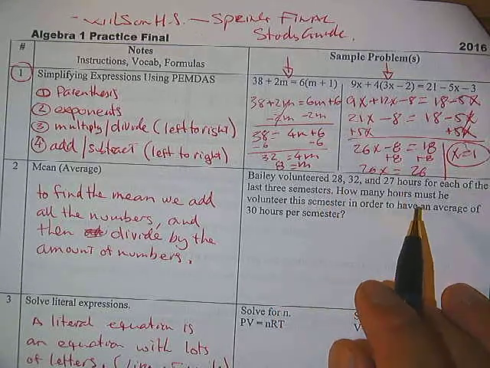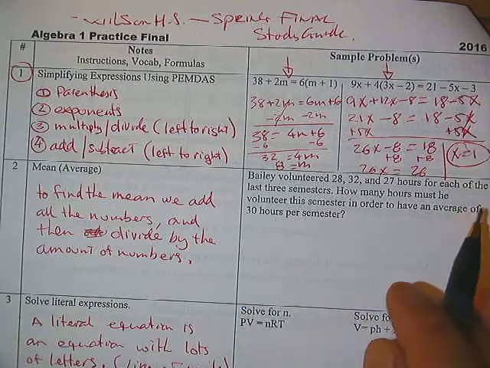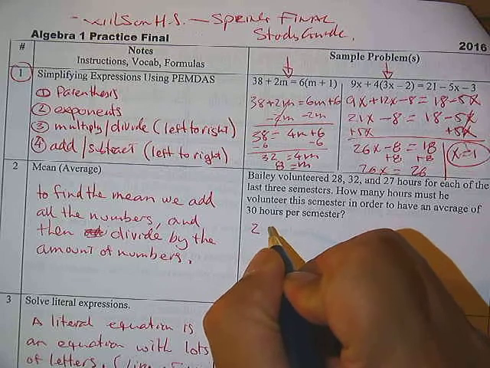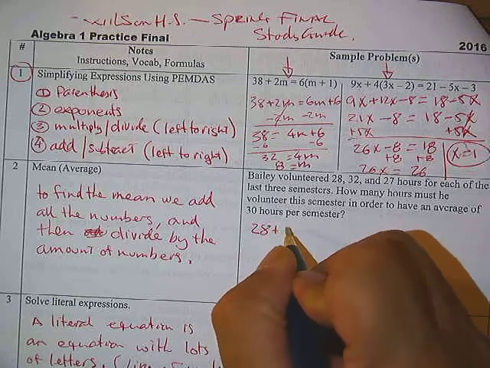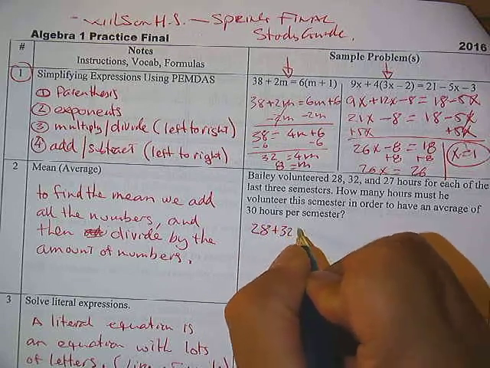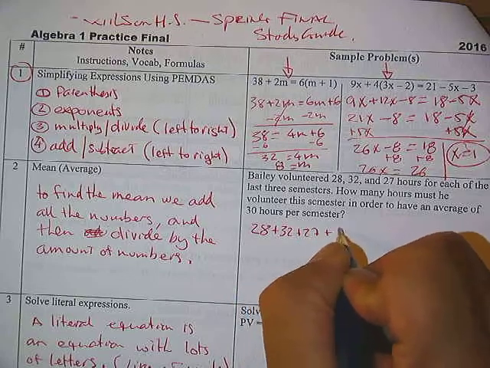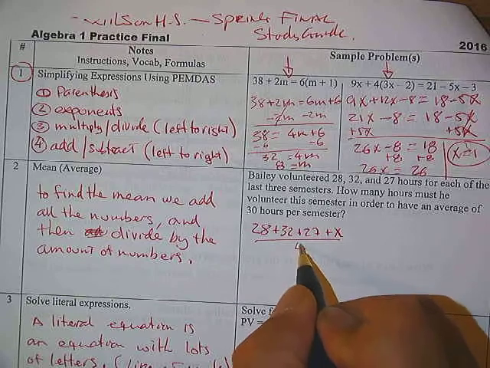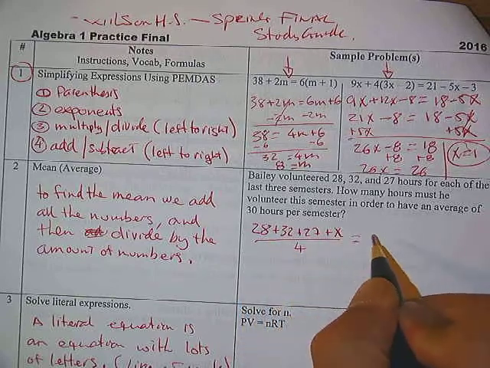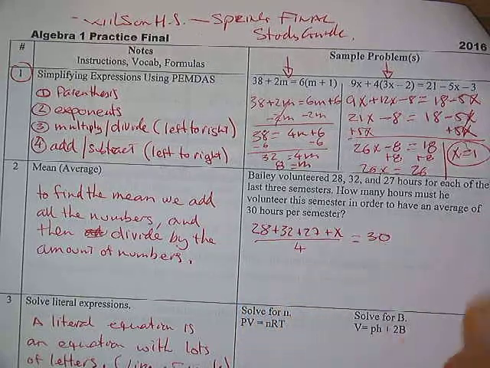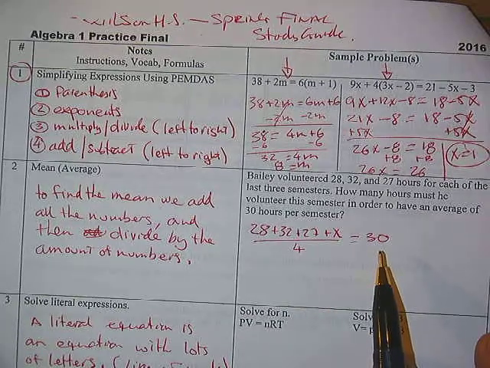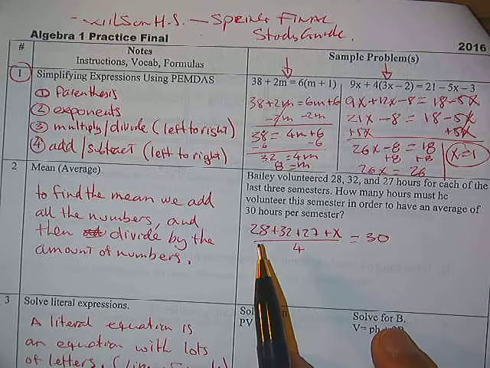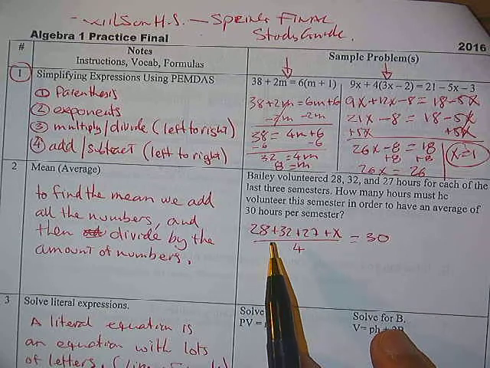So we already know the first 3 semesters. We don't know the 4th semester. So what does the 4th semester have to be to get an average of 30 per semester? So let's check out the average. So it's 28 plus 32 plus 27 plus x, that's the 4th semester, divided by 4 because there's 4 pieces of data. And that has to be equal to 30. Because if it's 30, then Bailey's a rock star.